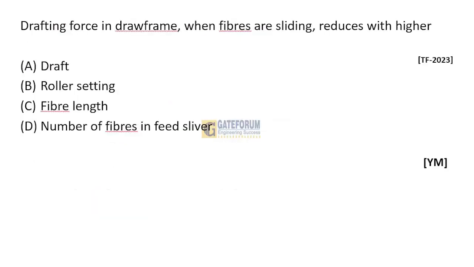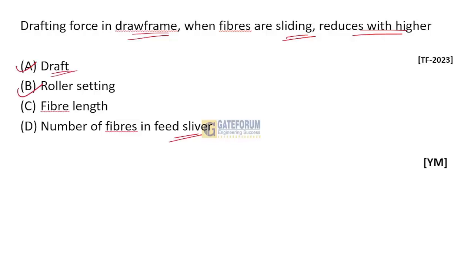It is a yarn manufacturing question. It says that drafting force in a draw frame when fibers are sliding reduces with higher draft, roller setting, fiber length, number of fibers in the feed sliver. Increasing the draft or reducing the roller draft can decrease the friction between the fibers and the roller. So if the friction is decreased, the drafting force is reduced. So this is how these things happen. So option number A and option number B are the correct options.